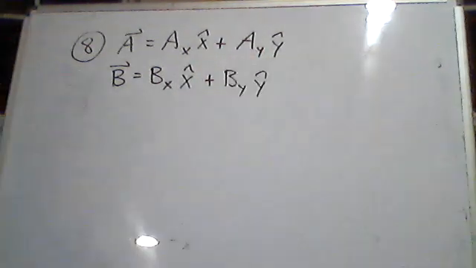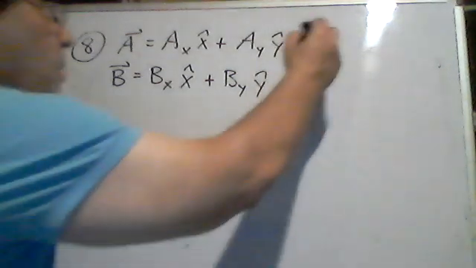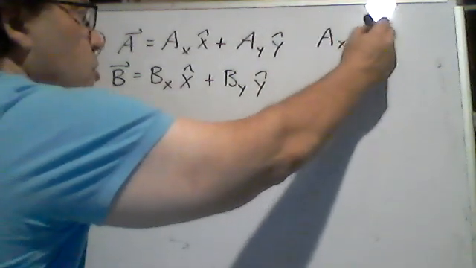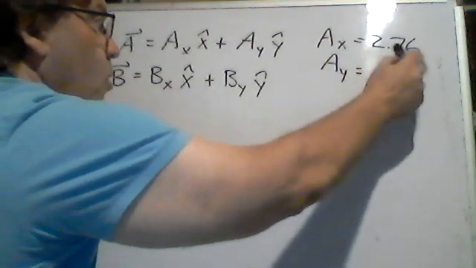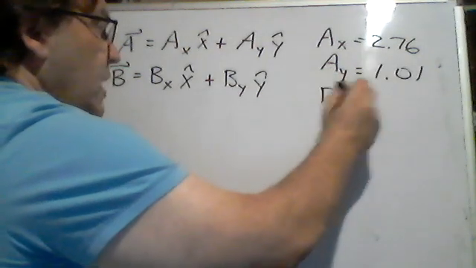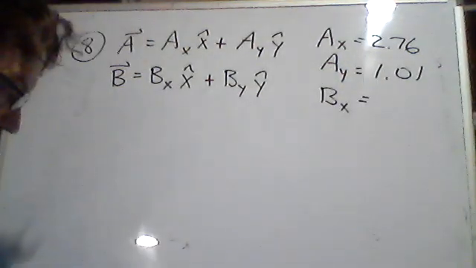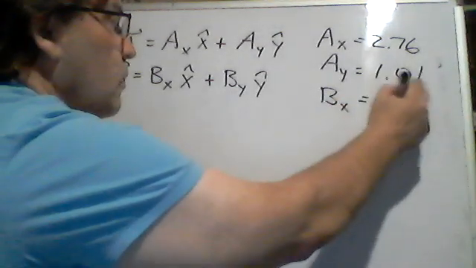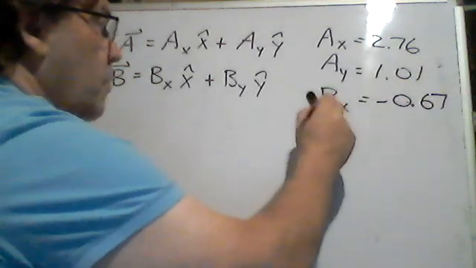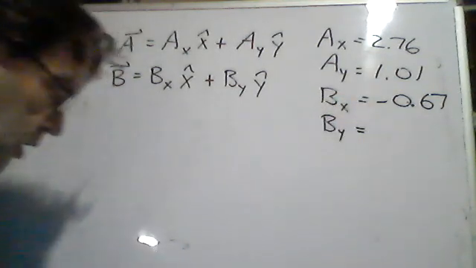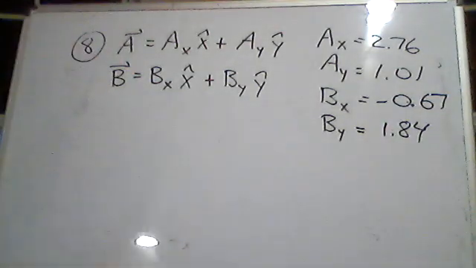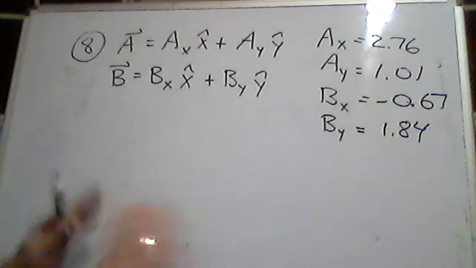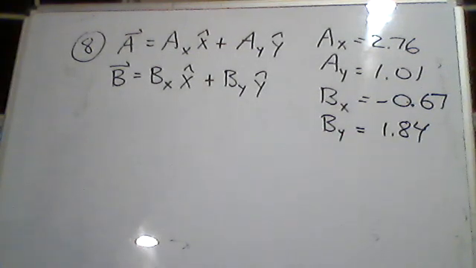Now, let me help you here. So A sub x, remember, was 2.76. A sub y was 1.01. B sub x was negative 0.67. B sub y was 1.84. Again, you can look back earlier in the video and see this, or look earlier on your work and see it. Okay, I'm not going to do this problem. I'm just going to tell you how to do the problem, okay?